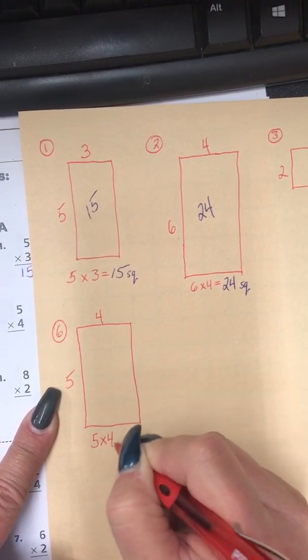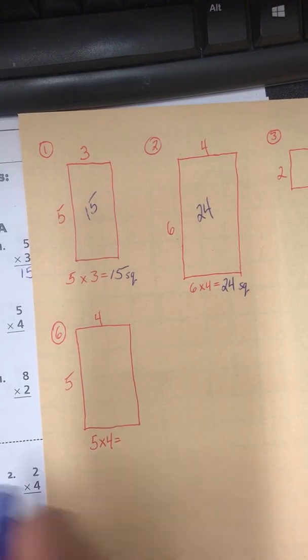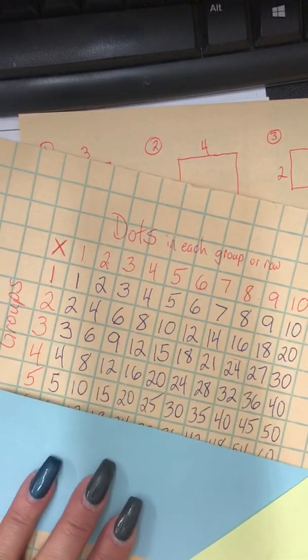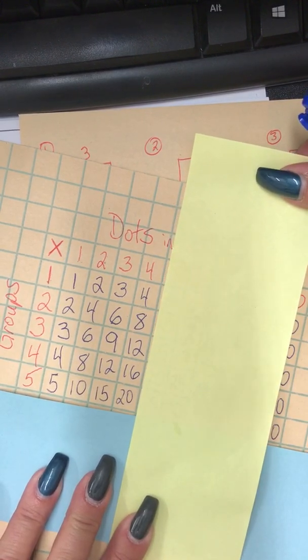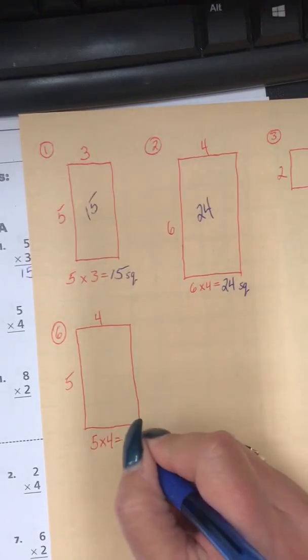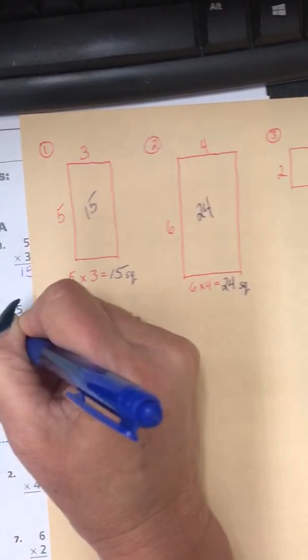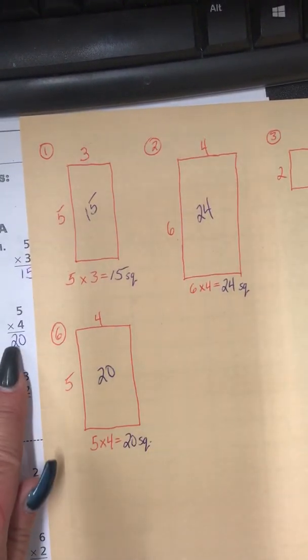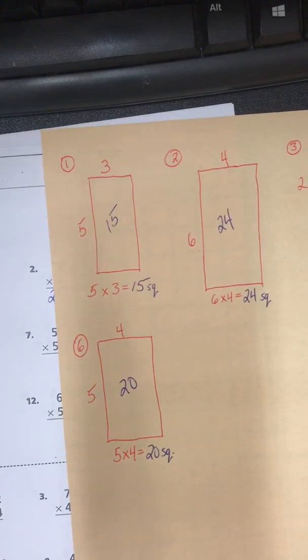5 times 4. How many squares will it take to fill that area if I have 5 rows of 4? 20. Yeah, there it is, 20. Good job. 20 squares. If I quickly look at my chart, yep, so I've got it just here and then 20 squares there. Good job. Number 7.